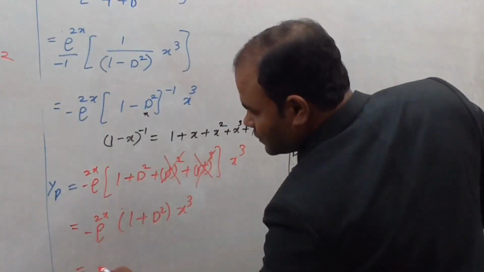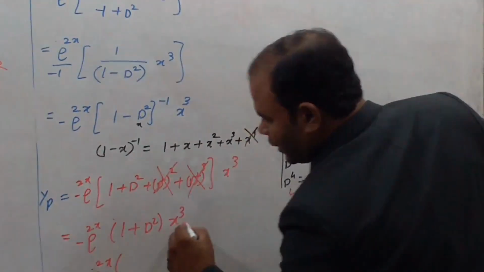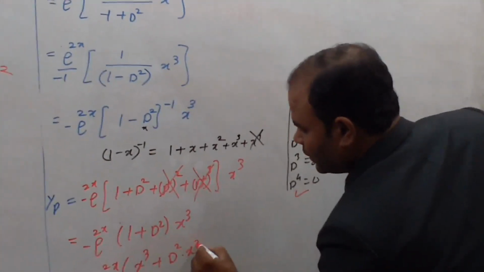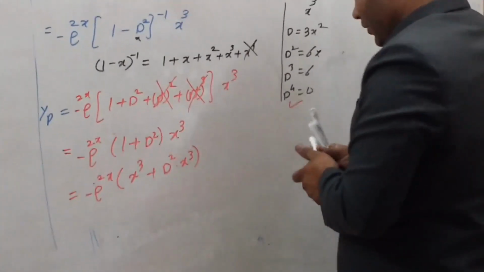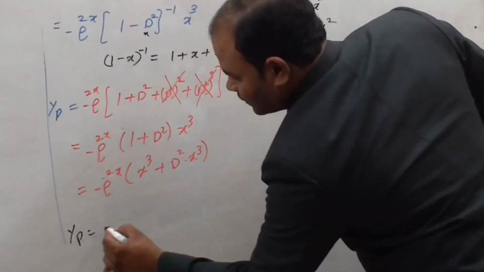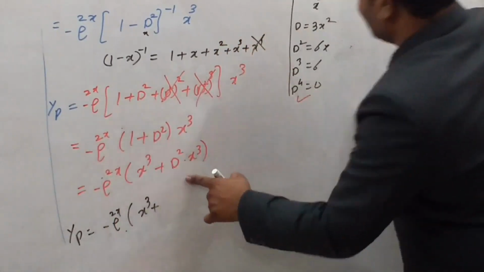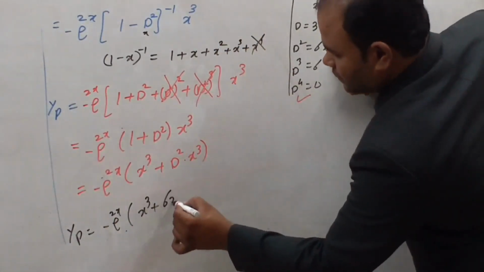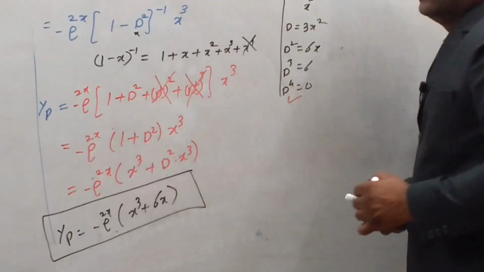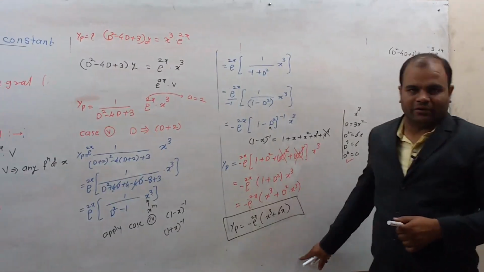Just multiply this: minus e raised to 2x into (x cube plus D square of x cube). D square is nothing but the double derivative. So finally, we get the particular integral as minus e raised to 2x into (x cube plus 6x), since the double derivative is 6x. So this is the particular integral. By using case 5, we can find the particular integral.